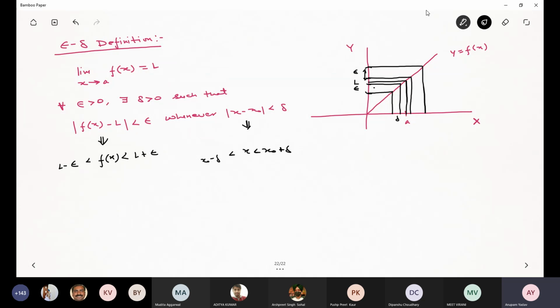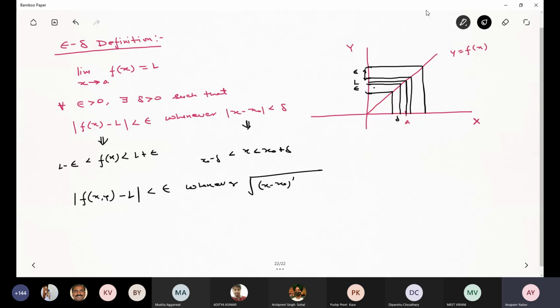If you try to elaborate it for two variables, you can write it like this: for every epsilon greater than 0, mod f(x,y) minus L is less than epsilon whenever mod x minus x naught, sorry, the extension of the interval is a circle.